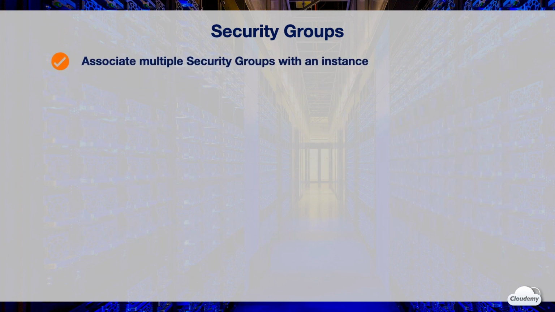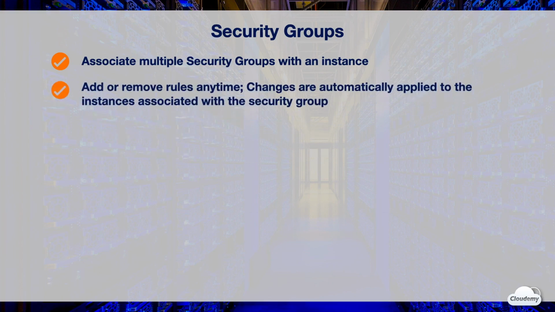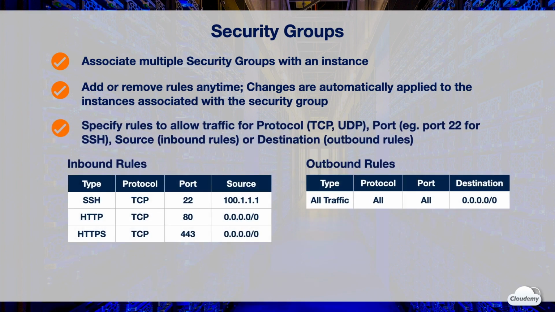You can associate multiple security groups with one instance. When you associate multiple security groups with an instance, the rules from each security group are effectively aggregated to create one set of rules. You can add or remove security group rules at any time. Changes are automatically applied to the instances that are associated with the security group. You can only specify rules to allow traffic, but not specify rules to explicitly deny traffic. You can specify protocols, port range, source and destination to be allowed.